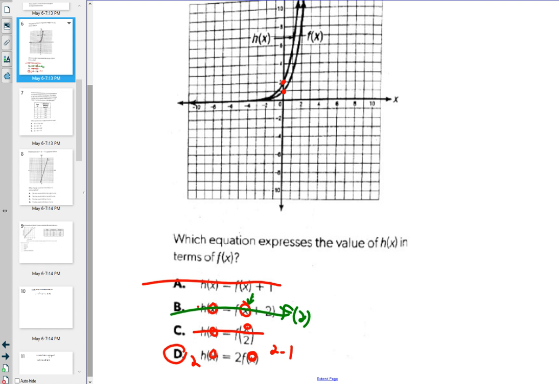Read, that's confusion face. This point is 0, 1. It belongs to function f. This is 0, 2. It belongs to function h. If I put in a 0 for h, what do I get out? I get out a 2. If I put in a 0 for function f, what do I get out? I get out a 1. But then this 2 in front is multiplying. So what is 2 times 1? It's also 2, which makes them equal. That's the only one that had happened.